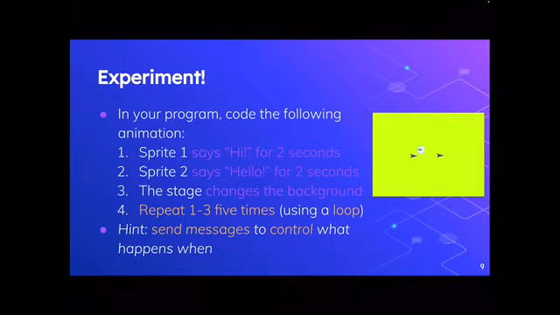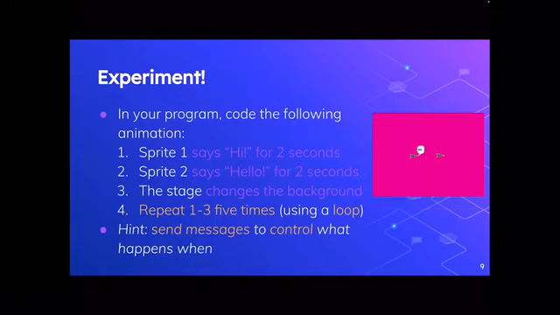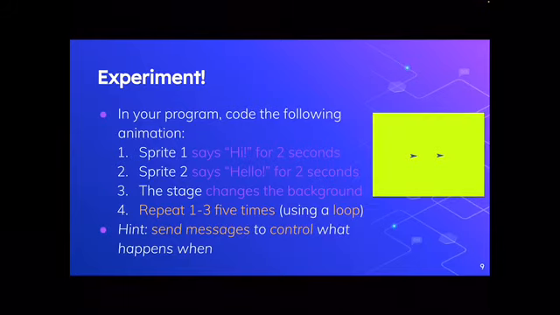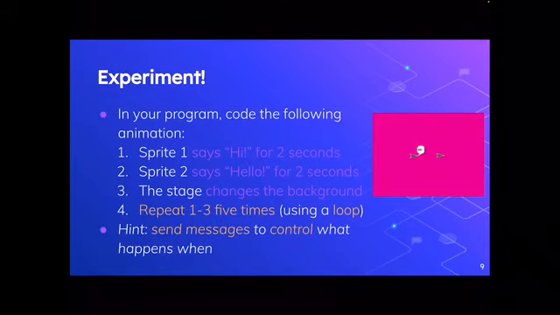As a hint, you need to send messages to control what happens when. And if you can tell, all the text is color-coded in terms of where the blocks come from. For example, that purple text means that you might want to look in the looks section, and that orange text means you might want to look in the control section.